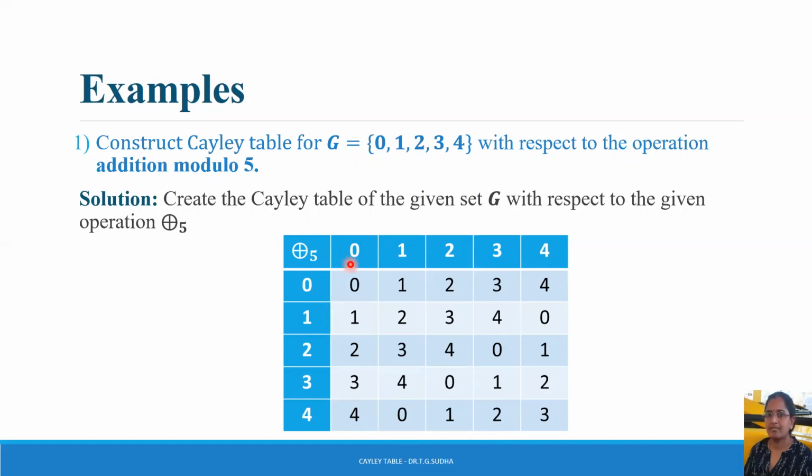For example, 0 plus 0, where plus states that it is addition modulo 5, gives us 0. 0 plus 1 is 1, 0 plus 2 is 2, 0 plus 3 is 3, 0 plus 4 is 4. Likewise, we can fill up all the elements provided the elements after adding are less than 5. If the elements after adding are equal to 5 or more than 5, they are divided by 5 and the remainders obtained are written in these blocks.